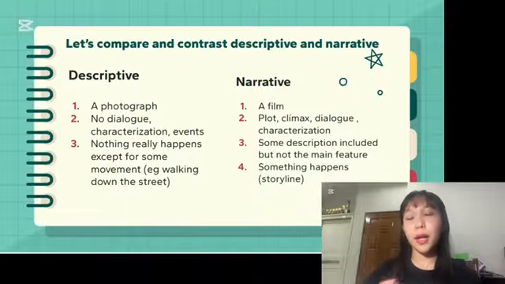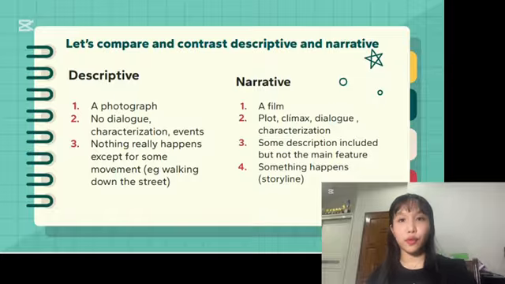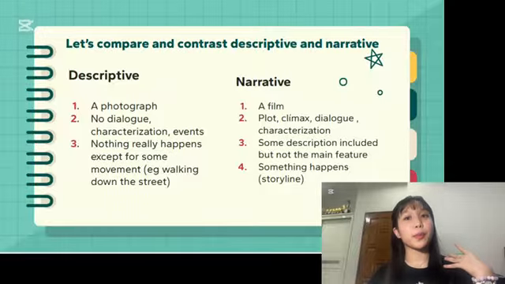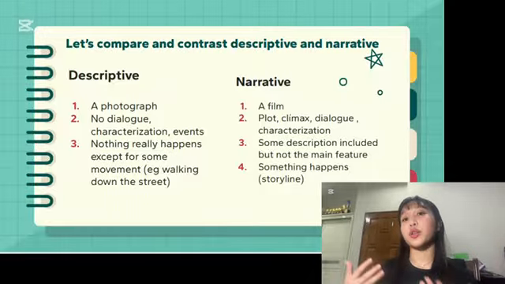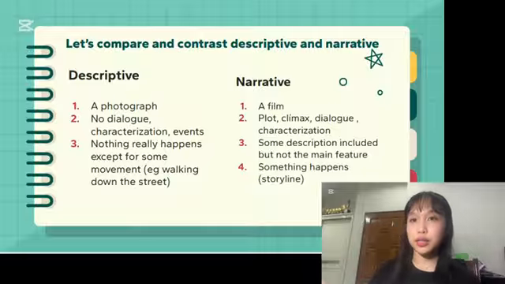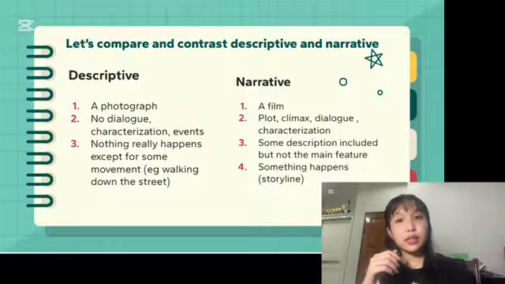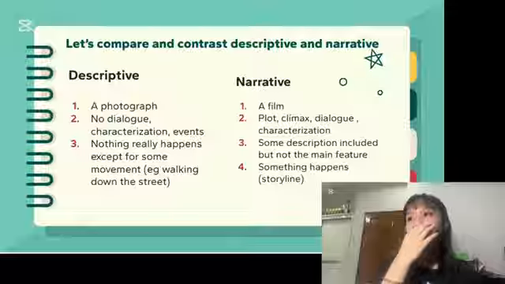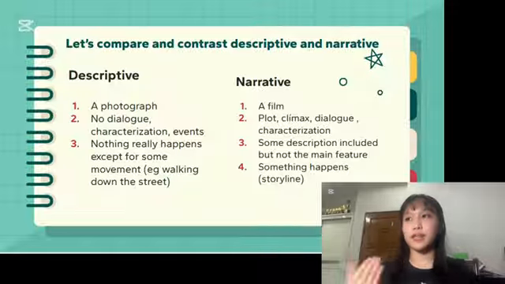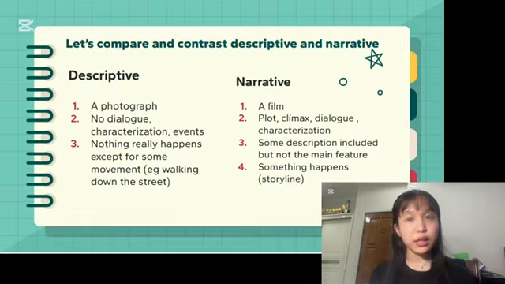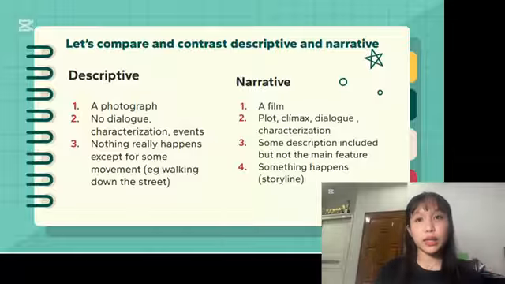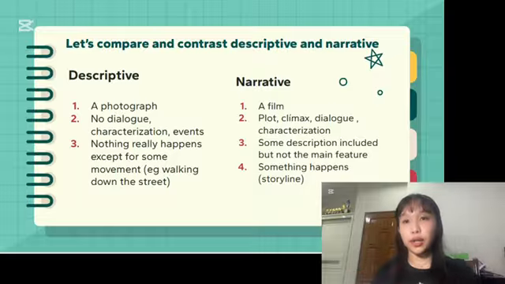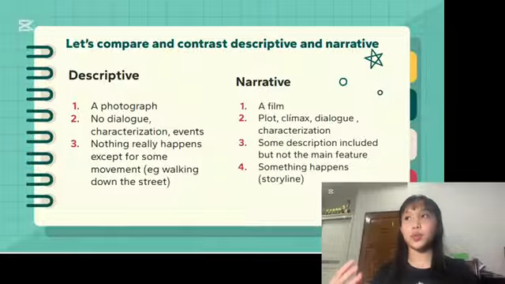First of all, let's compare and contrast descriptive and narrative writing. You could think about descriptive writing as a form of a photograph, where narrative is more like a film. In a film, something actually happens. For example, there's a plot, there are climaxes, there are dialogues, there are characters. In descriptive, nothing really happens, but there are some movements. For example, someone walking down the street, that's a form of movement. Something is happening, but there's no major plot going on in descriptive writing. But for a narrative, it's more like a storyline that's going on. So that is the main difference between descriptive and narrative.